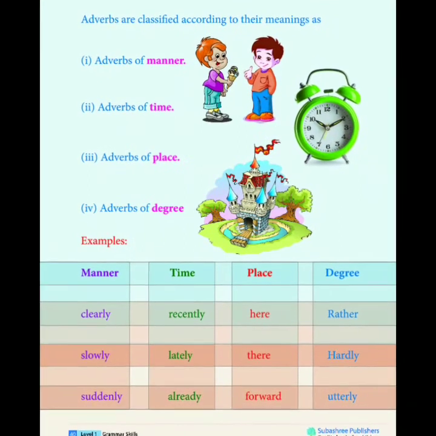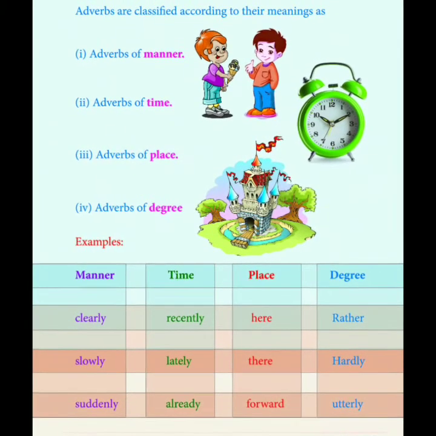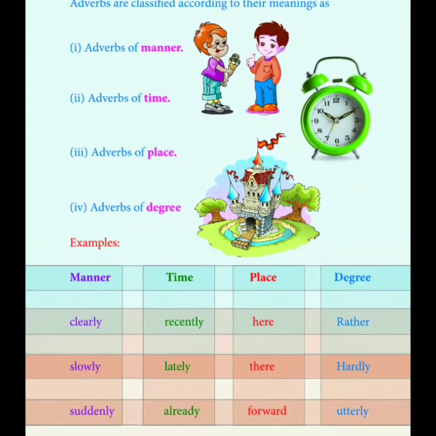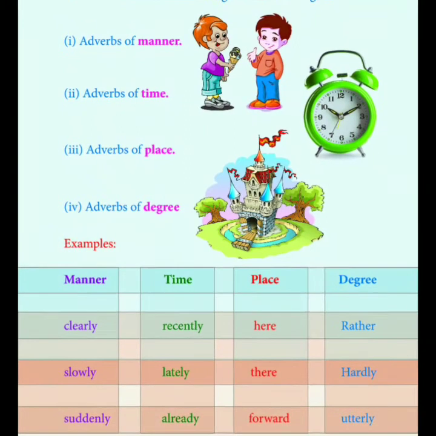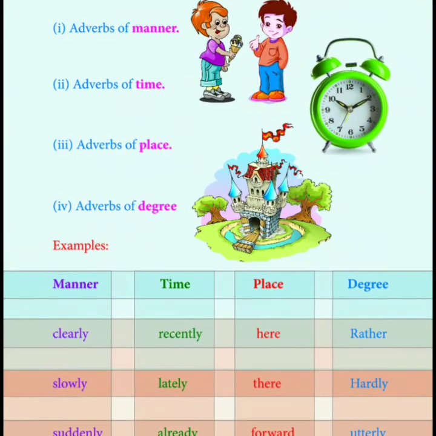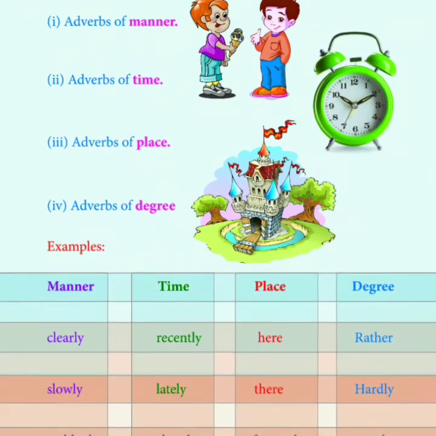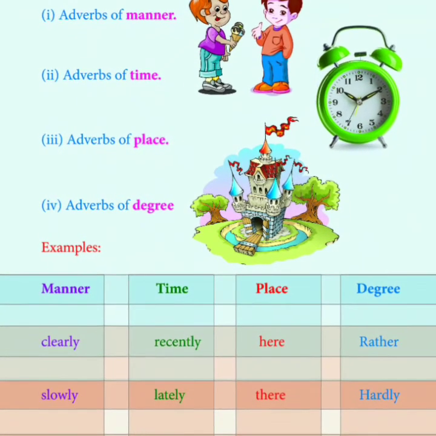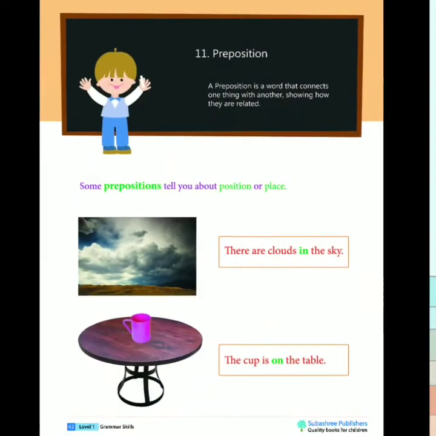Adverbs are classified according to their meanings as adverbs of manner, adverbs of time, adverbs of place, and adverbs of degree. Some of the examples: clearly is manner, recently is time, here is place, and rather is degree. Alright, so go through these examples.